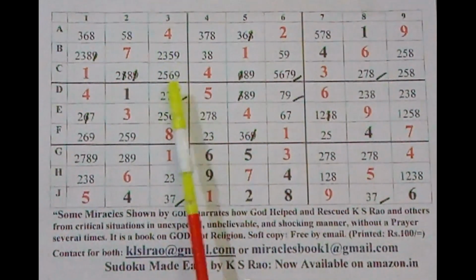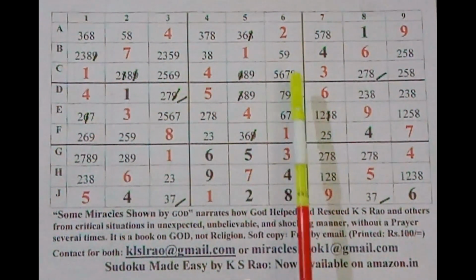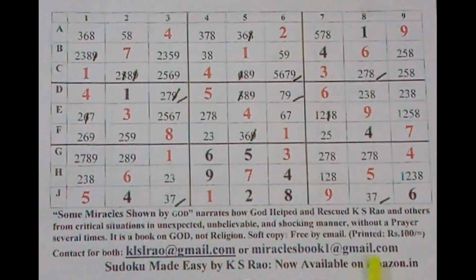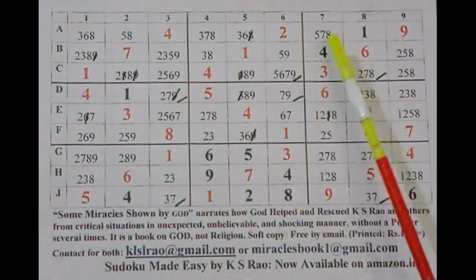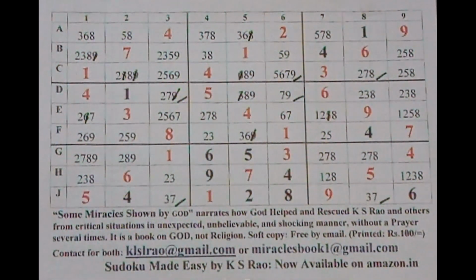See, a 7 has to be here or here. A 7 has to be here or here. A 7 has to be here or here. Okay. So all the 7s occurring in between them can get deleted. I hope I am clear. See, I shall try to repeat.